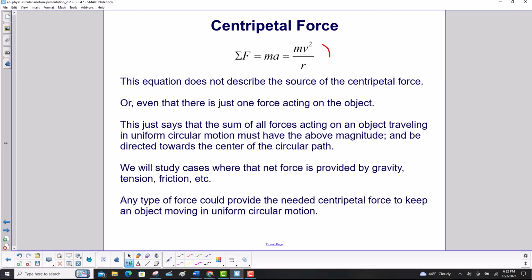This equation does not describe the source of the centripetal force, or even that there is just one force acting on the object. It just says that the sum of all forces acting on an object traveling in uniform circular motion must have the above magnitude and be directed towards the center of the circular path. We will study cases where that net force is provided by gravity, tension, friction, etc. Any type of force could provide the needed centripetal force to keep an object moving in uniform circular motion.